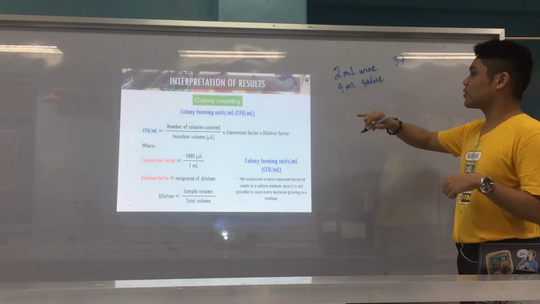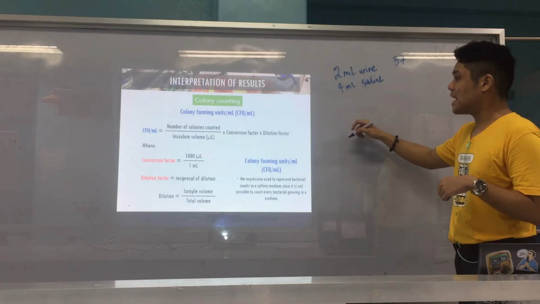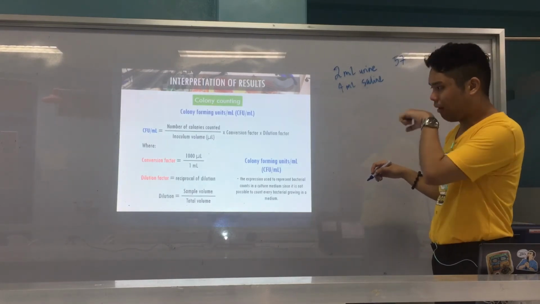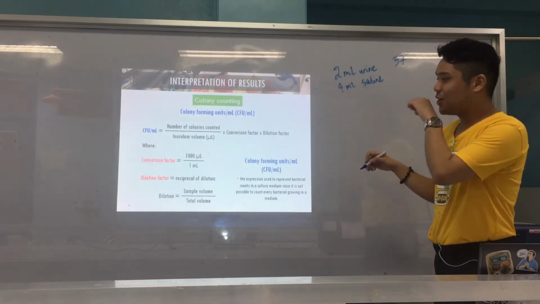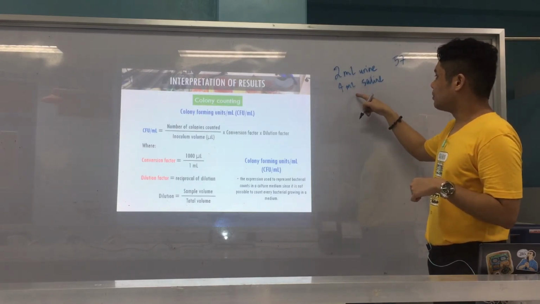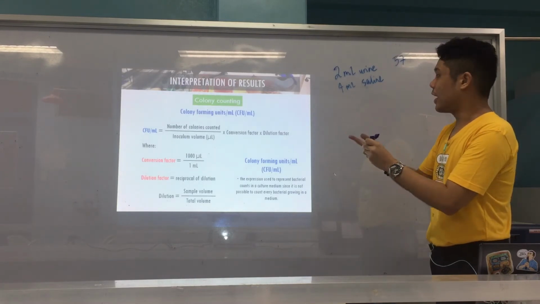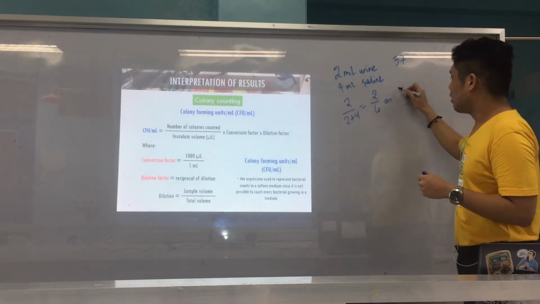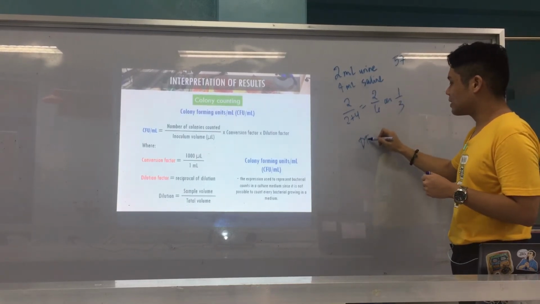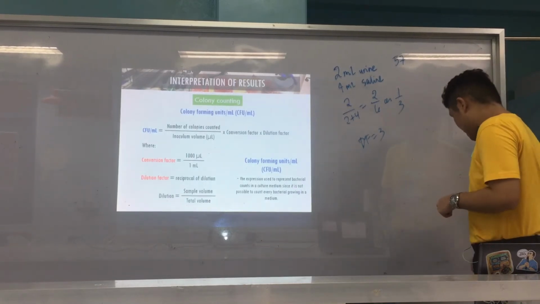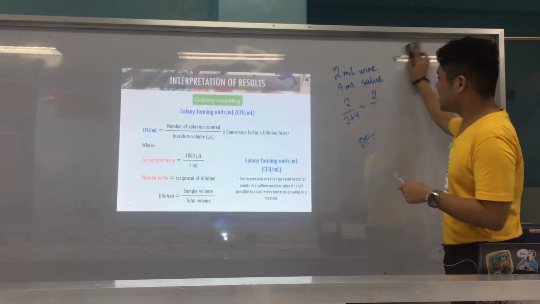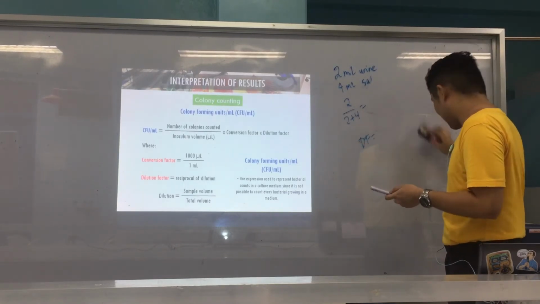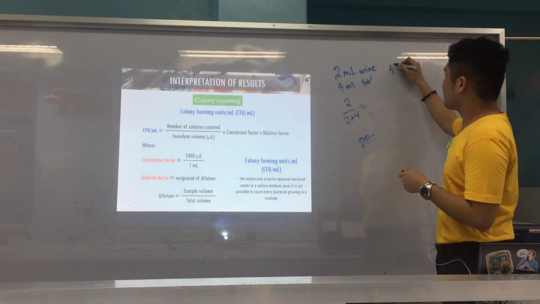Now, how do we solve that? First, we determine the DF, the dilution factor. The dilution factor is 2 over 2 plus 4, so 2 over 6 or 1 over 3. So your dilution factor is 3. Next, since it is already in ml, we don't need to convert.